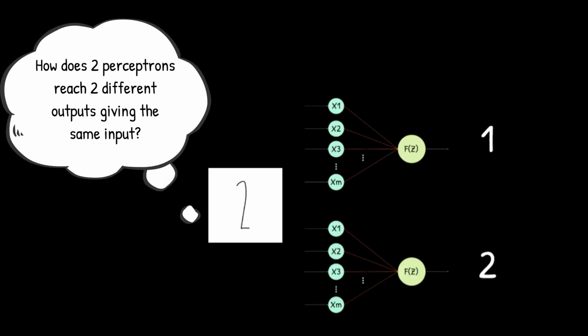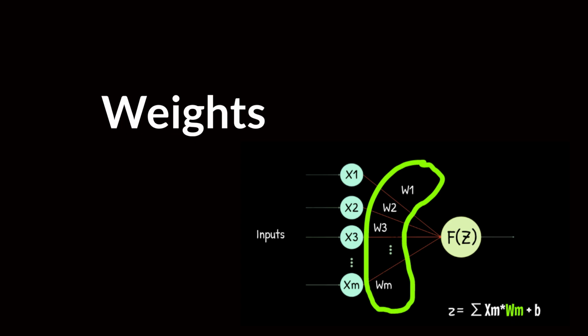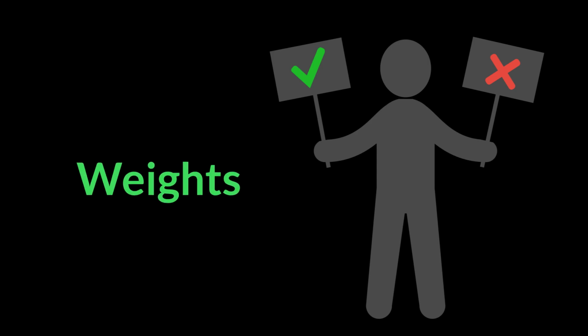Back to our question: how do two perceptrons reach two different outputs given the same input? The answer is the weights. Based on the weights we choose, the perceptron will make a decision, just like the number example we saw earlier. Therefore, the accuracy of our neural network, how accurate the results are, or how close they are to the real answer, depends on how well we can adjust the weights to better represent our input data.